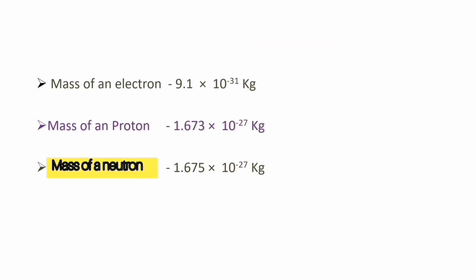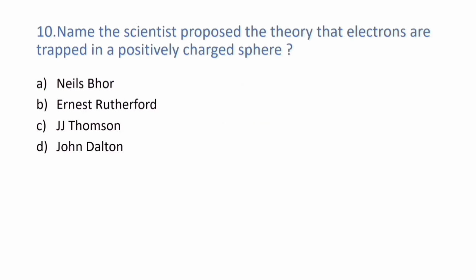The masses of proton and neutron are nearly equal. 1.673 into 10 raised to minus 27 kilogram is the mass of a proton, and a neutron has a mass of 1.675 into 10 raised to minus 27 kilogram. From the above data, we can also see that electron is the lightest subatomic particle in an atom and neutron is the heaviest particle. Name the scientist proposed the theory that the electrons are trapped in a positively charged sphere. Option number C, J.J. Thomson.